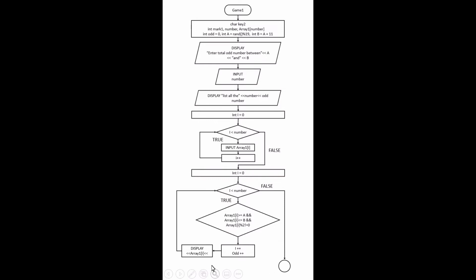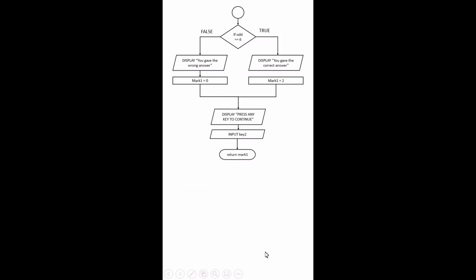And here is a loop to identify whether the values are between A and B and also odd. If it's odd, odd plus plus, and it also displays the value that we entered again. Then we continue to identify whether the answer is correct or not. If odd equals 6, it must equal 6 because we have calculated that. If it's correct, mark equals 2. If wrong, mark equals 0.